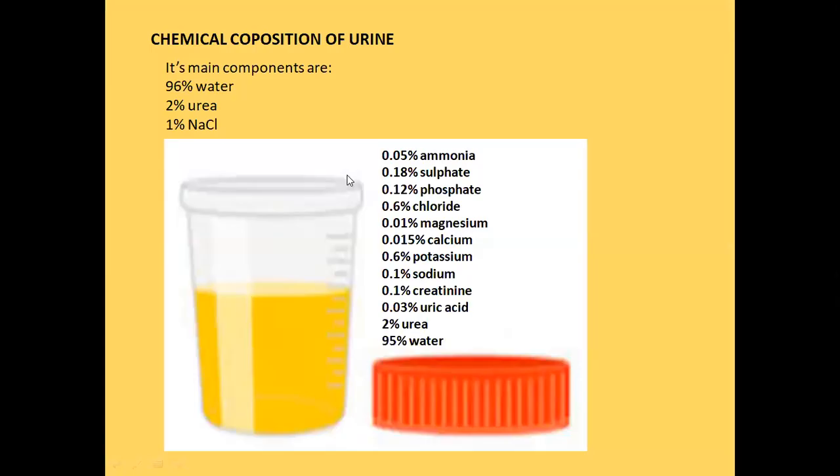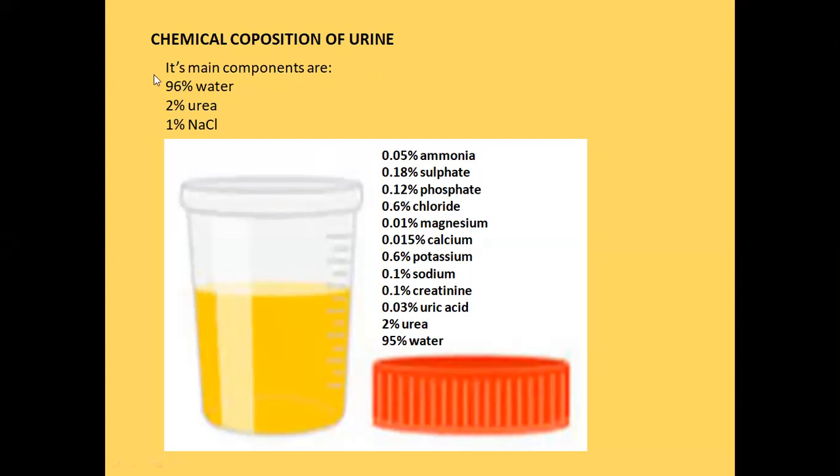Now coming on to the topic, the composition of urine. Why do we need to learn the chemical composition of urine? Because it depends on our body, because if our kidney is working properly, then our urine is normal, and if our urine is not normal, then we are having some kind of disease.